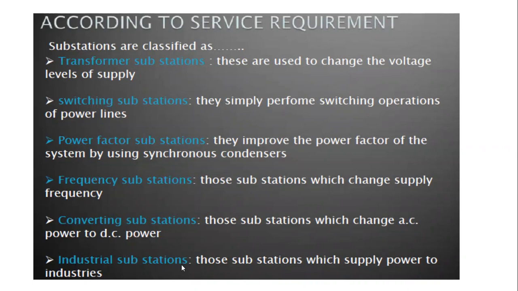Next one is the industrial substations. Those substations which supply the power to the industries. And in commercial areas also we are using substations. By using those substations we give the power to the commercial areas. And for large hospital areas we are using another type of substation for giving power to the hospital areas. Those are the various types of substations according to the service requirements.